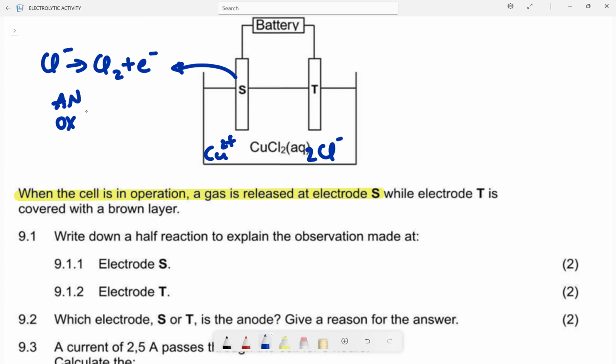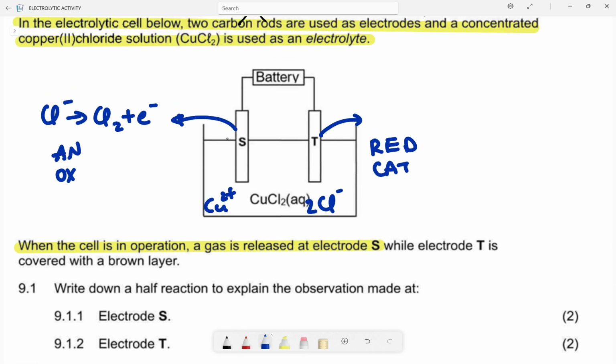So in this one, oxidation occurs in OX. This is our anode, and then the other one, red cat, will undergo reduction, and this is our cathode. But what are we trying to form in here? We are trying to form copper. Remember, in an electrolytic cell, this one is positive, and then this one is negative. Cathode is negative, anode is positive for an electrolytic cell.